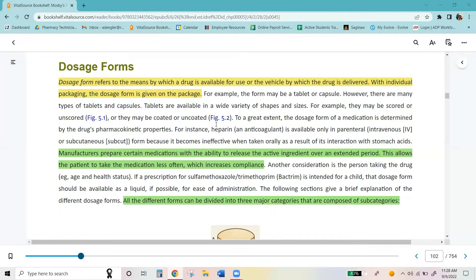Manufacturers prepare certain medication with the ability to release the active ingredient over an extended period. This allows the patient to take the medication less often, which increases compliance.